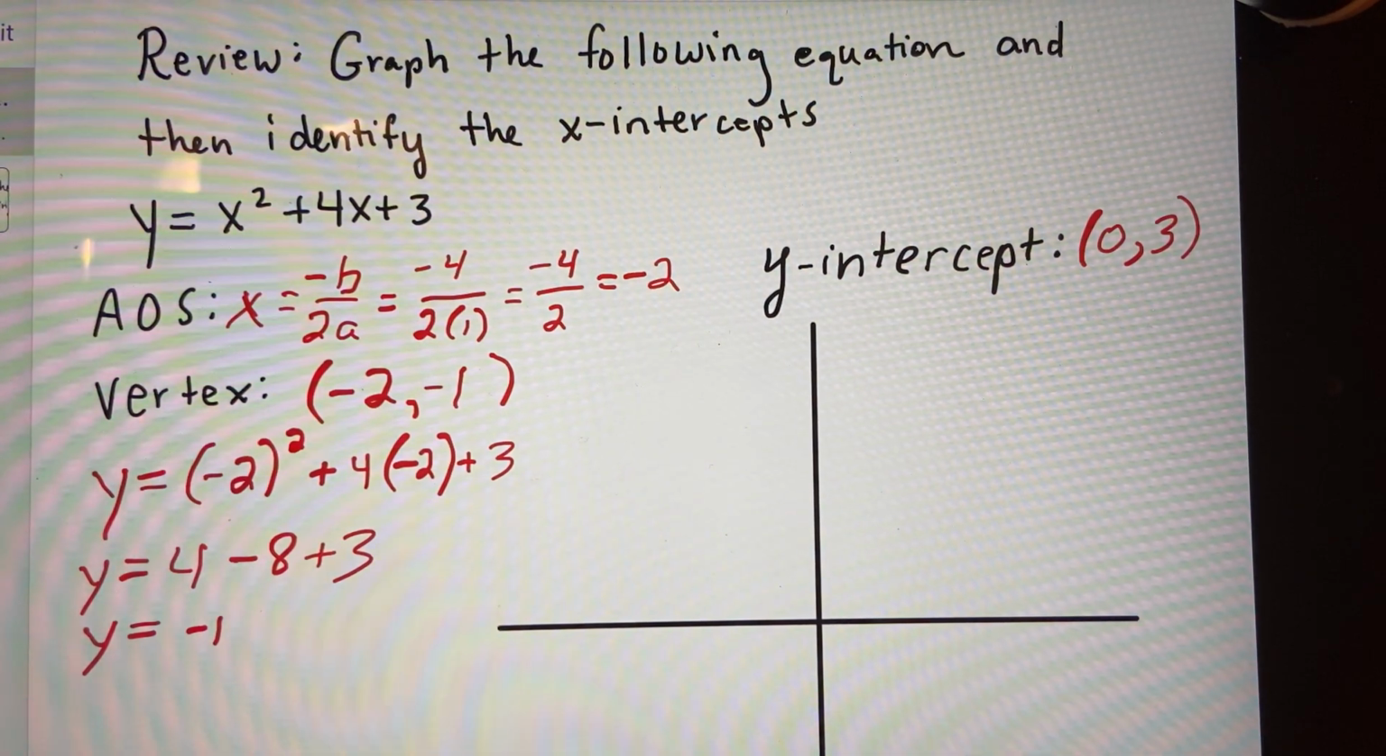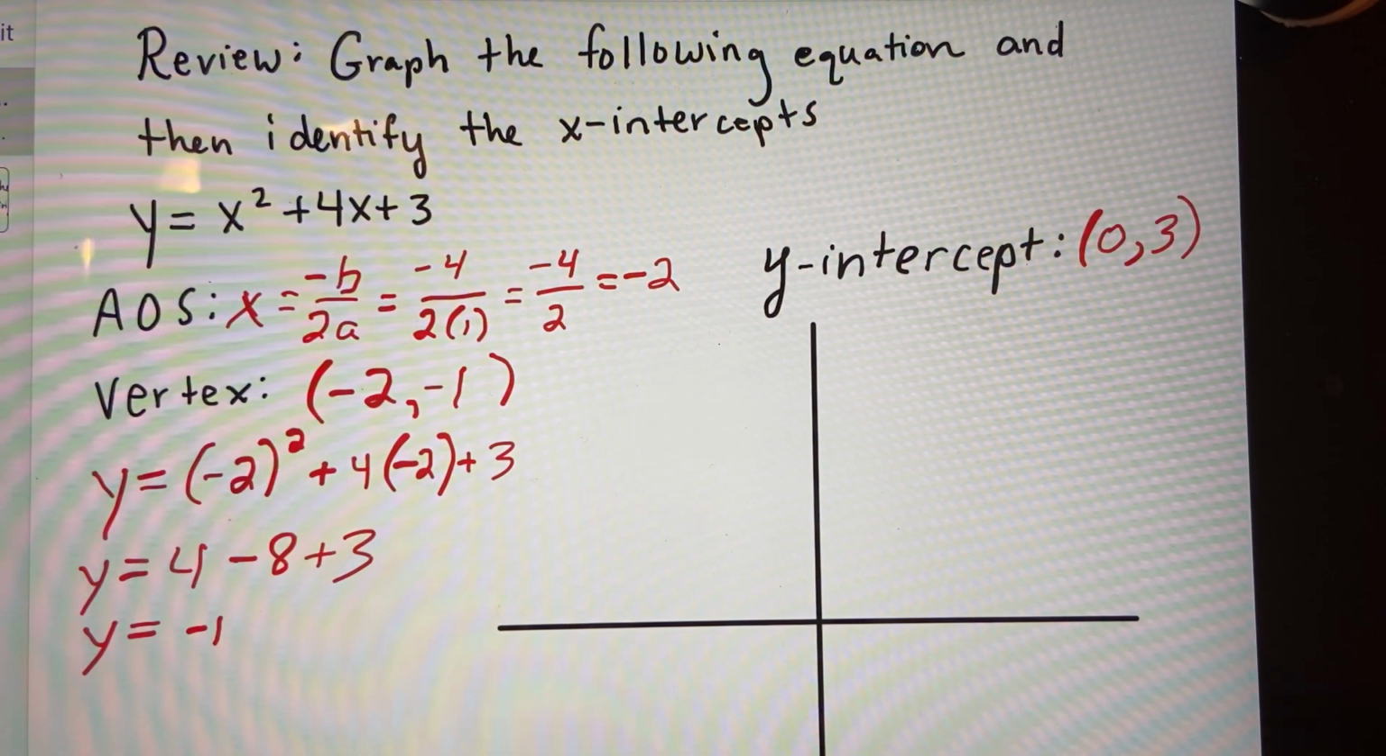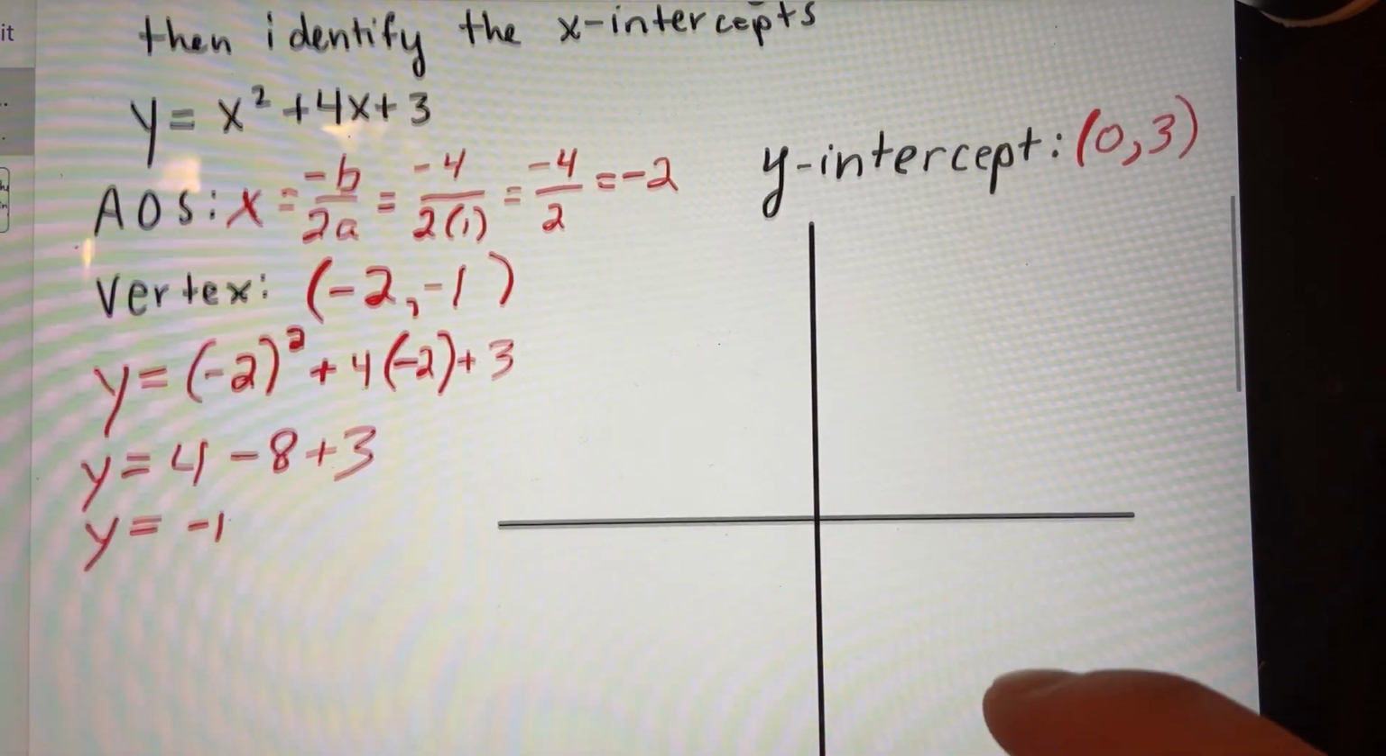Okay, so now we've got a good bit of information here, so we can set up a table of values, and the table of values is how we're going to make our graph. So to make a table, I'm going to have to scroll this down a little bit so we can see it.